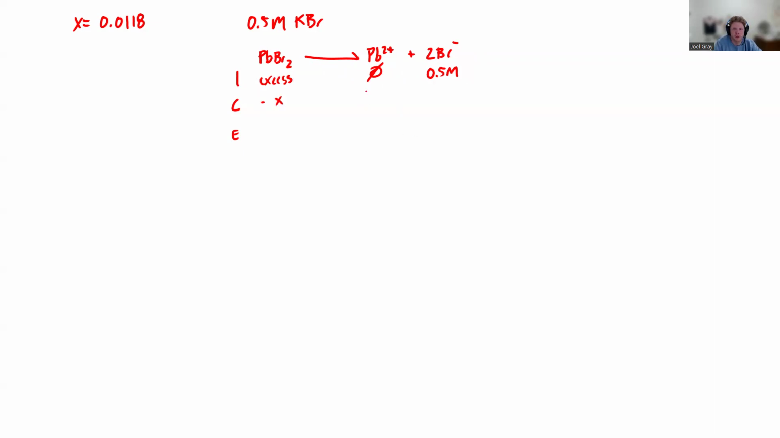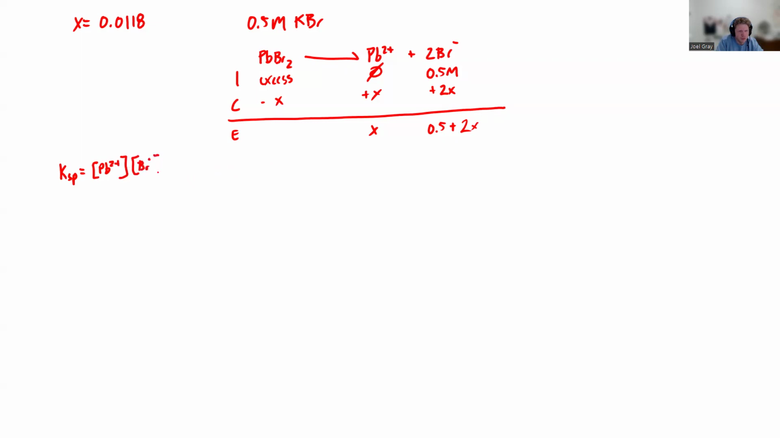It's going to break down. I'm going to say plus X, plus 2X. And so what this is going to mean is we're going to end up with X, and then 0.5 plus 2X. Okay, so now our Ksp expression looks the exact same. I'm going to set it over here. Ksp equals [Pb2+] times [Br-] squared. I'm going to say this is equal to X, and this is going to be equal to 0.5 plus 2X. We're going to square that.